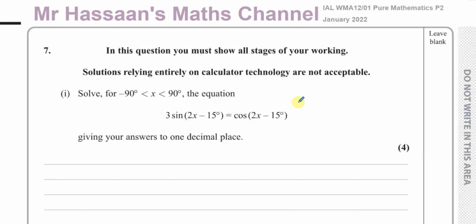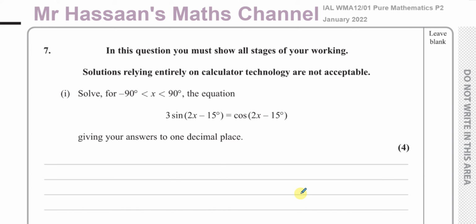I'm now answering question number 7 from the January 2022 Pure Mathematics P2 International A-Level Edexcel exam. This question is about trigonometry and trig equations. It says: solve for x between minus 90 degrees and 90 degrees the equation 3 sine(2x minus 15) equals cosine(2x minus 15 degrees), giving your answers to one decimal place.